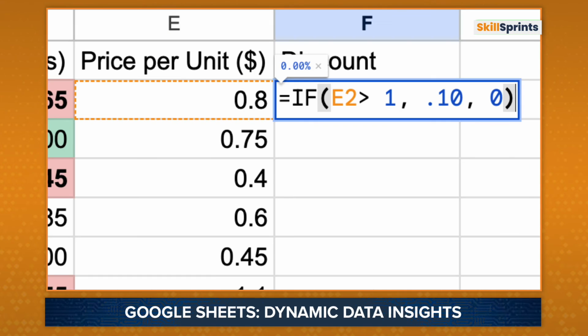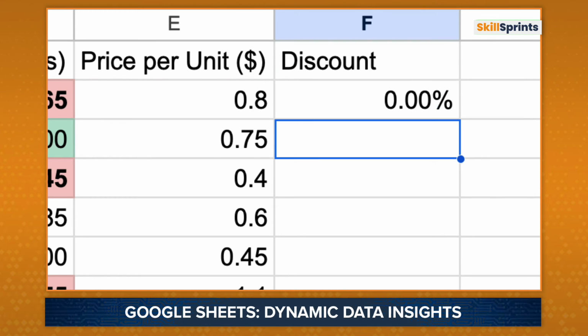There's essentially 3 parts to the if function. The first is the logical statement. That's evaluated as true or false. If it's true, then the next element of the if function is applied. If it's false, then the final element of the if function is applied. In this case, it's false. E2 is not greater than 1, so we'll see a 0.